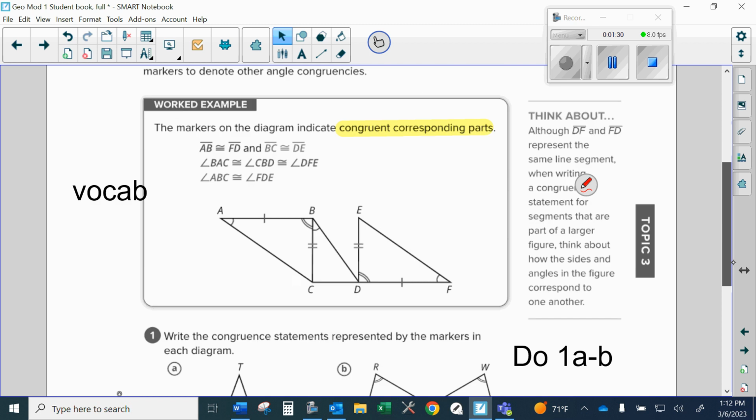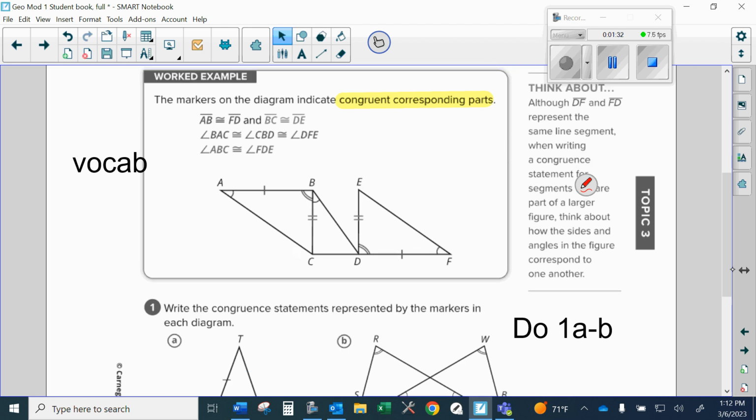Okay, so congruent corresponding parts. This is vocabulary: how you identify corresponding parts. If I have one arc here, and I look somewhere else and have one arc, that means those two are congruent. Angle A is congruent to angle F. Now remember, instead of saying angle F with one letter, because there's only one angle there, they chose to use 3 letters. Remember, the middle letter is the angle.